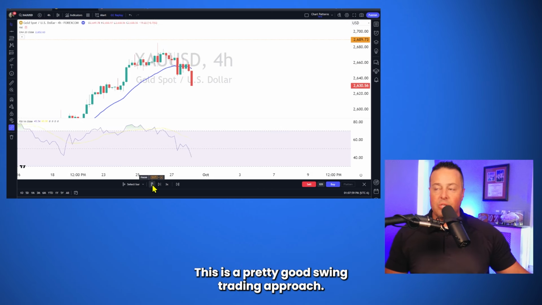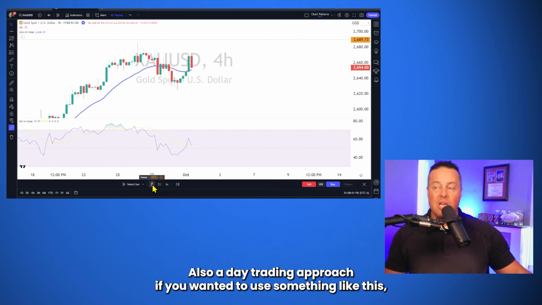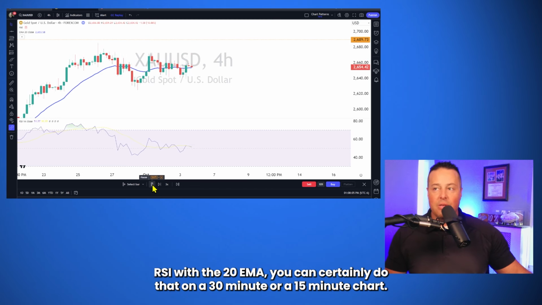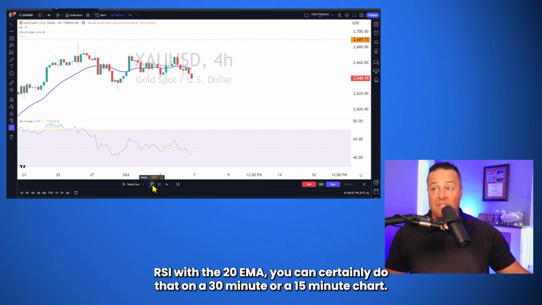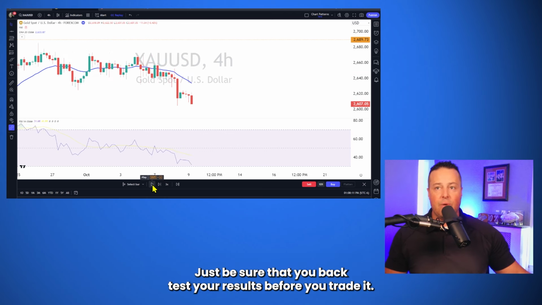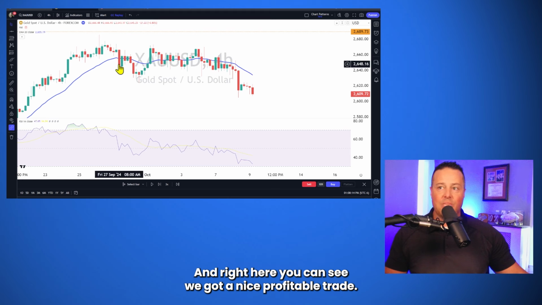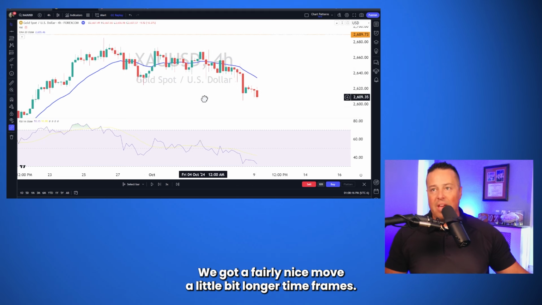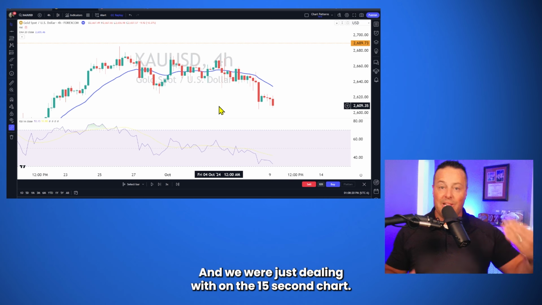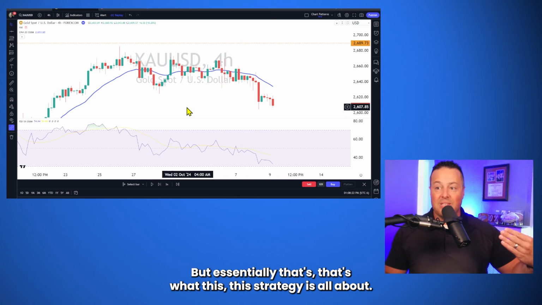This is a pretty good swing trading approach, also a day trading approach. If you wanted to use something like this, RSI with the 20 EMA, you could certainly do that on a 30-minute or a 15-minute chart. You could even use a 5-minute chart. Just be sure that you back test your results before you trade it. And right here you can see we got a nice profitable trade. There's our entry. We got a fairly nice move, a little bit longer time frames than we were just dealing with on the 15-second chart, but essentially that's what this strategy is all about.